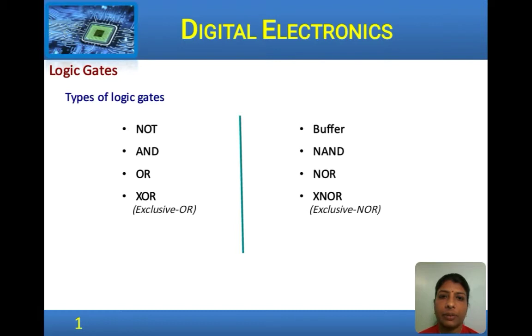First let us look into the types of logic gates. The basic gates are NOT, AND and OR. And NAND and NOR gates are the universal gates using which all other gates can be implemented. And then we have some additional gates such as XOR, XNOR and buffers.